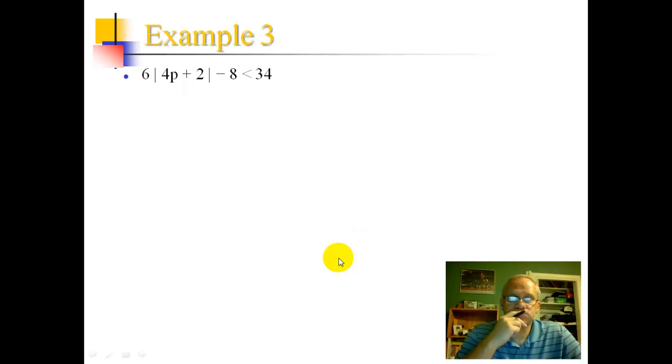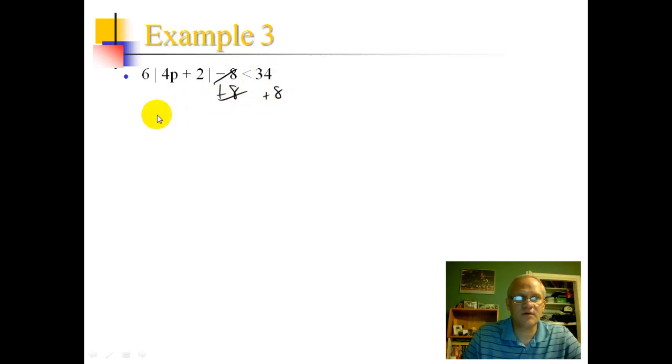Okay, look at all the stuff going on here. Just like when we did the equations, we have to clear everything away from the absolute value bars before we can split it up into the two parts. And so we're going to have to get rid of the negative 8 here and the 6 first. So we have several steps to do on this one. So I'm going to do plus 8, plus 8. So I still have this 6 out here.